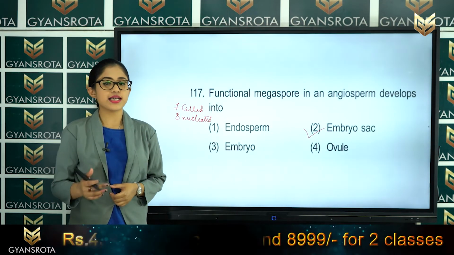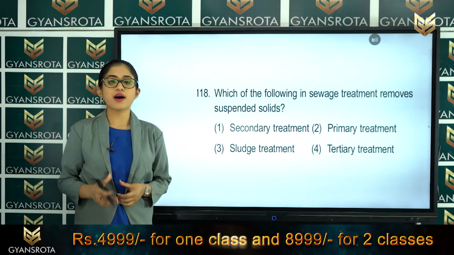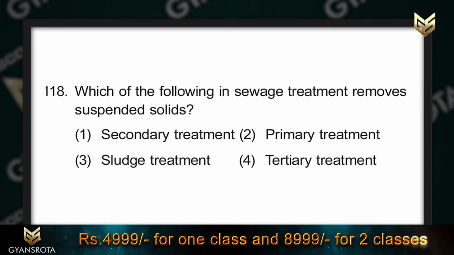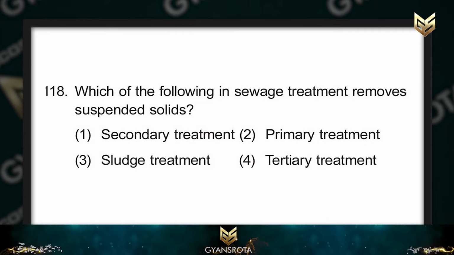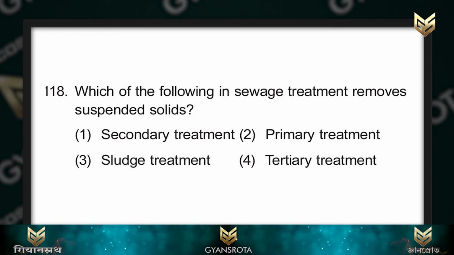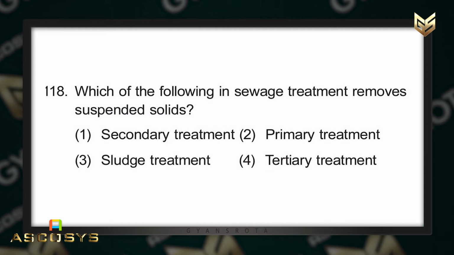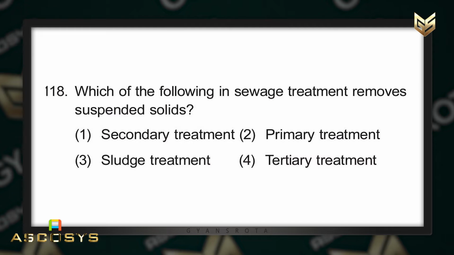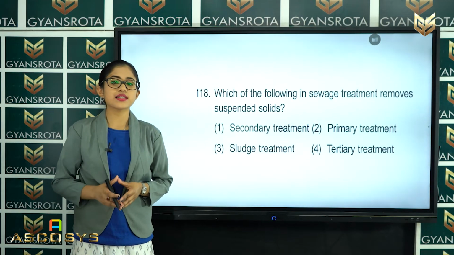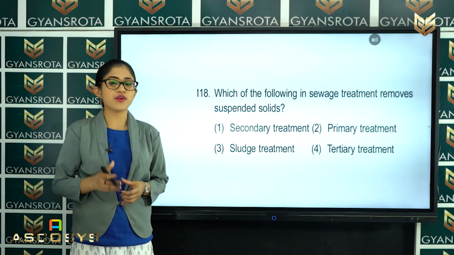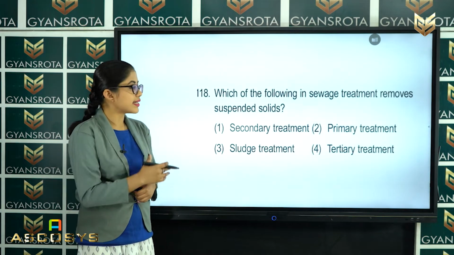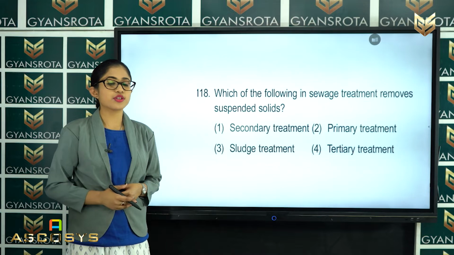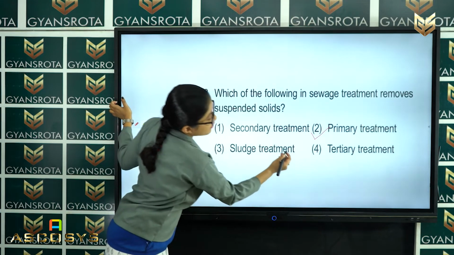Now, let us see the next question. Now, in the next question, that is question number 118, which of the following in sewage treatment removes suspended solids? There are 4 options given. First option is secondary treatment, second option is primary treatment, fourth option is tertiary treatment, and third option is sludge treatment. So, we have discussed in the chapter Microbes in Human Welfare the sewage treatment plants. So, what is the correct answer to this question? That is option number 2, primary treatment.